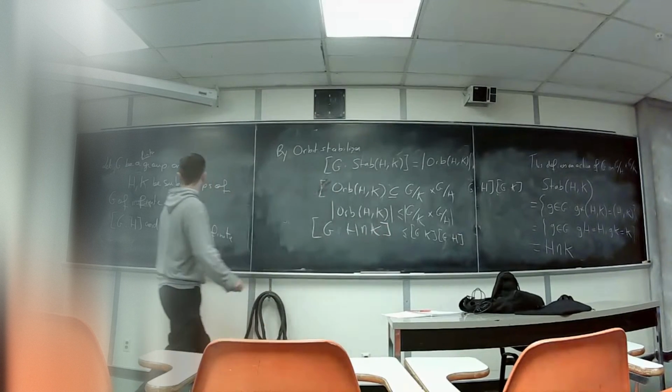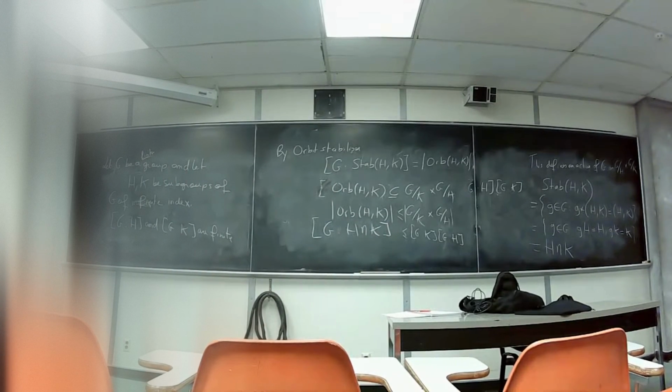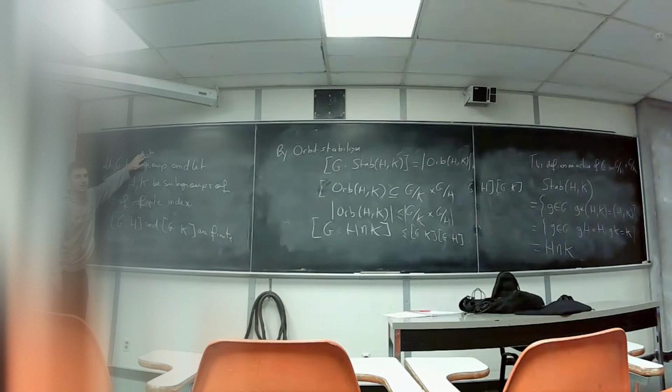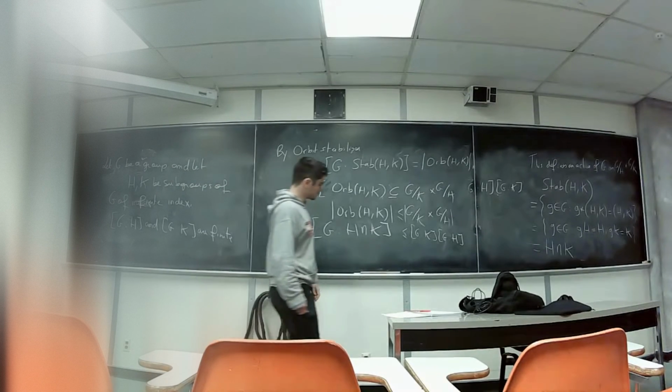Now, I don't think we need the assumption that it's finite. Did we need that? Yeah, you assume it is finite. Yeah, I think so. No, but all I care about is that H and K have finite index. Yeah, I think we can remove the assumption, because we didn't use it.